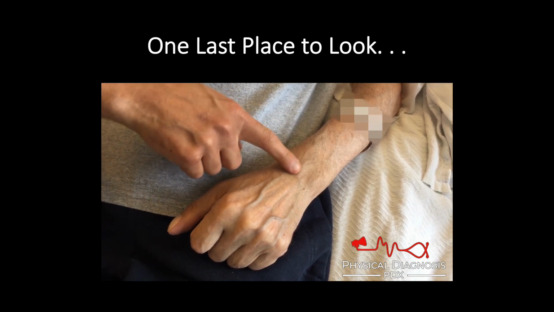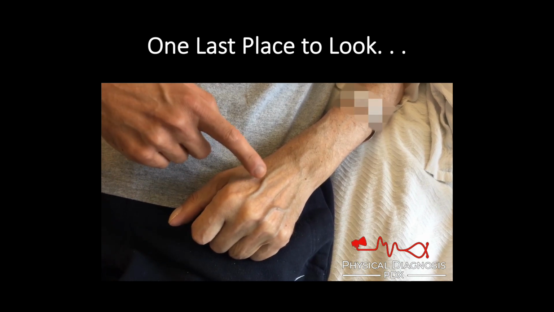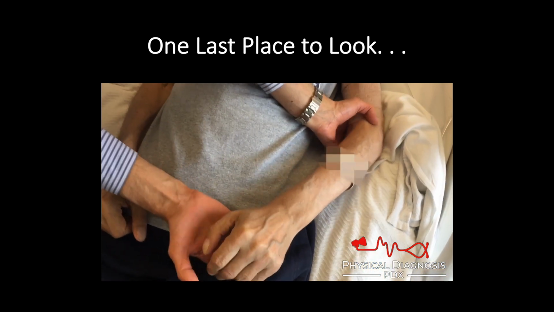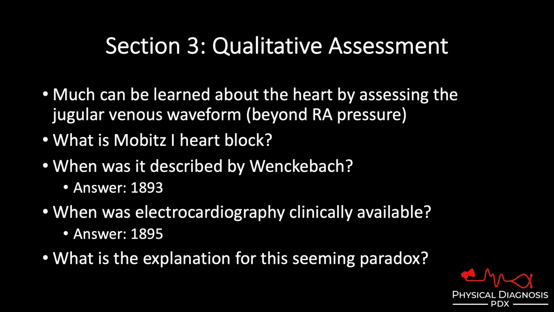This technique may also be useful in the setting of severe tricuspid regurgitation, when the average central venous pressure can be difficult to estimate using the veins of the neck. Section 3. Qualitative Assessment of the Jugular Venous Pulse.